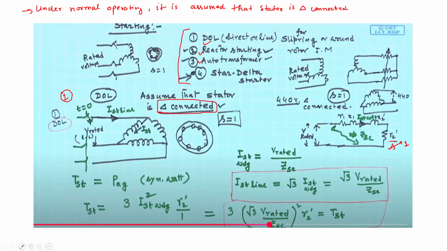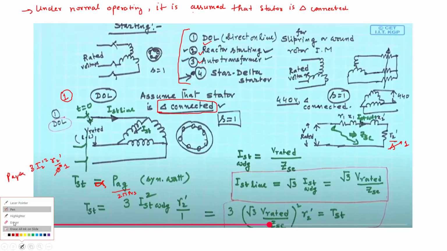We have seen that the air gap power is 3 I2 dash square R2 dash by S, but this is for starting torque, so it is for slip equal to 1. So starting torque will be proportional to air gap power. Actually, starting torque exactly should be air gap power by 2 pi ns, but we are saying they should be proportional. So starting torque is proportional to 3 I2 dash square R2 dash by S.